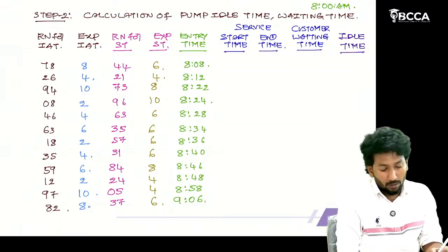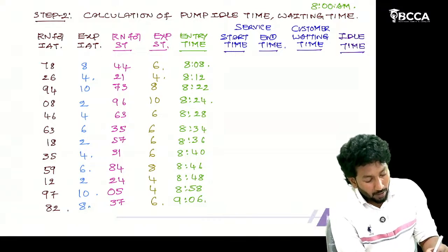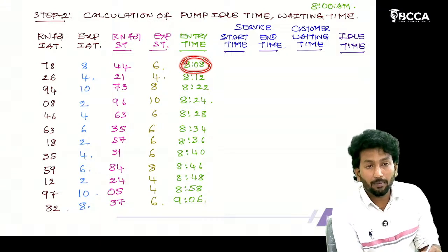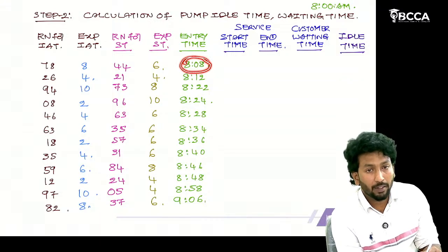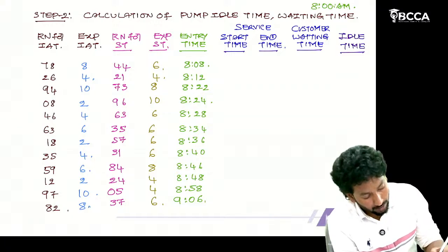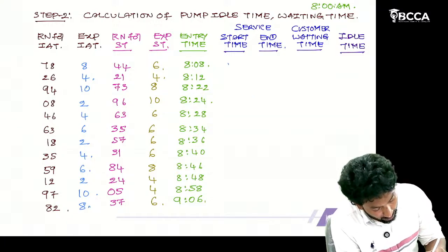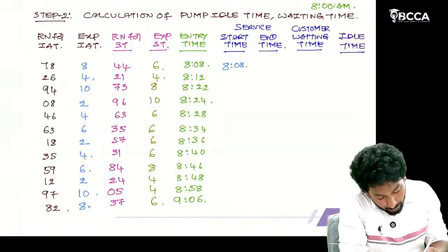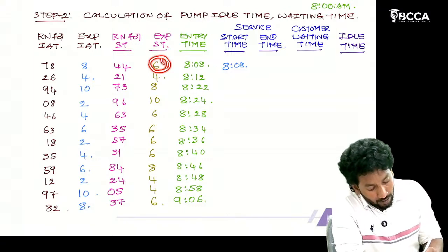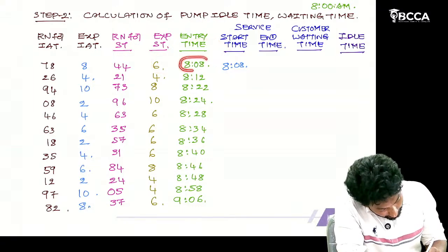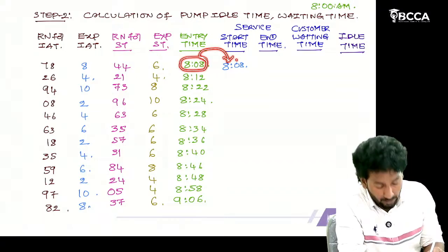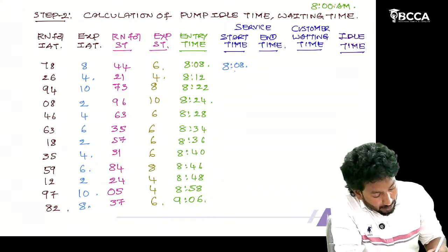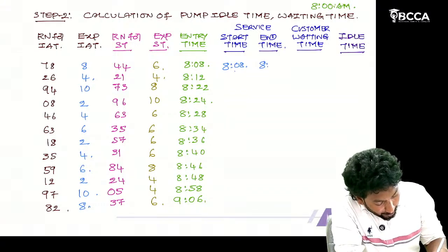Okay, so service start time. The first customer entered the queue at 8:08. At that time, the pump is free only, that means they can immediately start the service. So service start time is 8:08. What is the service time? 6 minutes is the service time. The first customer entered at 8:08, immediately got the service started, so 8:08 plus 6 minutes, that means 8:14.